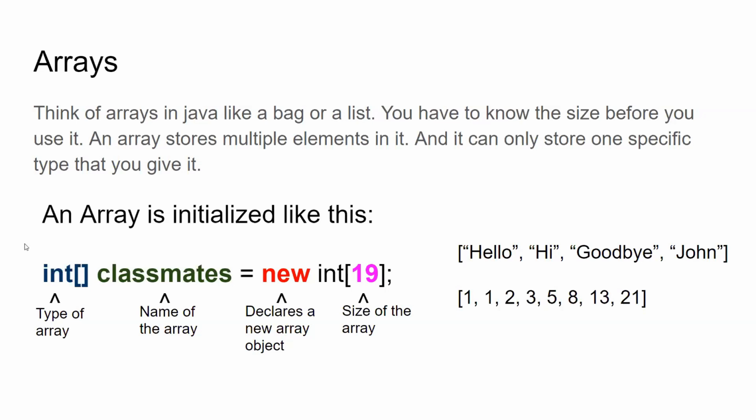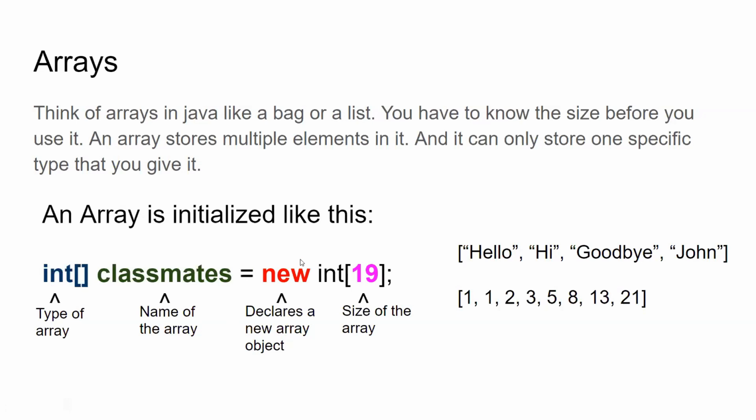So let's break down the initializer, shall we? An array is square brackets. If we're making an integer array, we're going to do int and then square brackets to signify it's an integer array. We're going to type in the name. It's just like typing int classmates, but now you have square brackets saying it's an array.